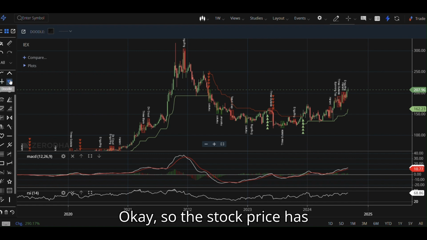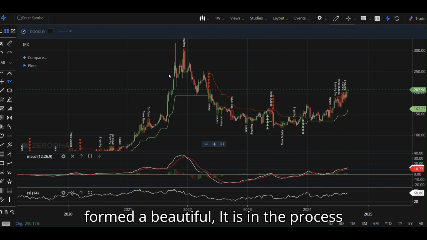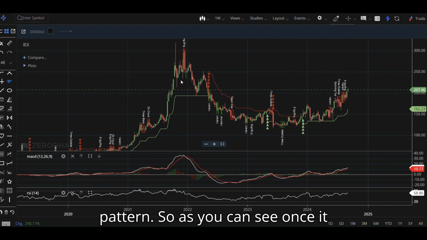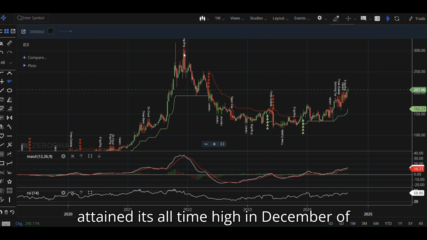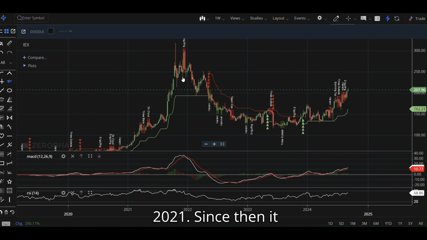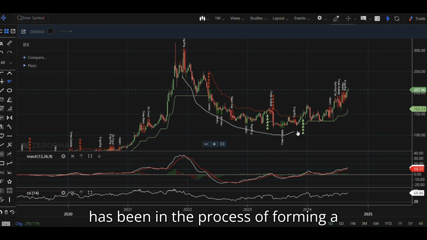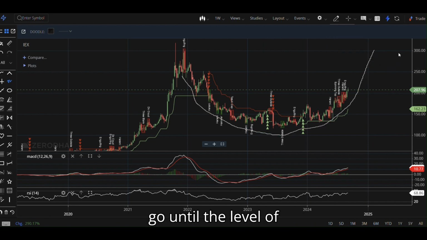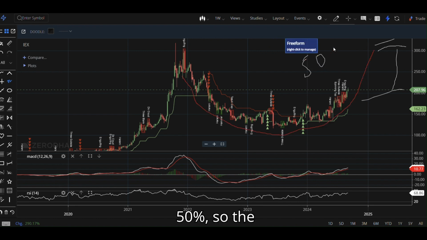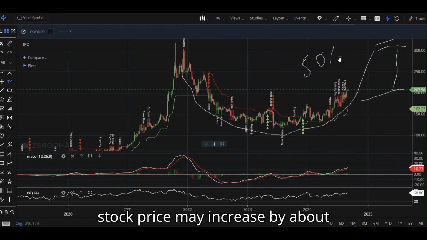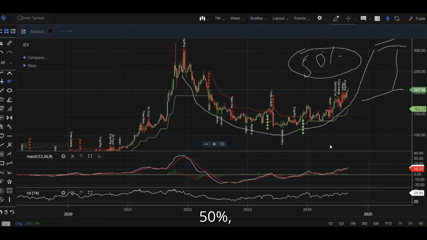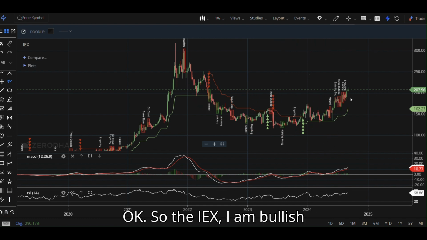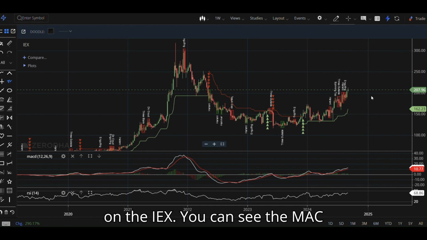The stock price is in the process of forming a beautiful rounding bottom pattern. As you can see, once it attained its all-time high in December of 2021, since then it has been in the process of forming a rounding bottom pattern which can go until the level of 300. This is about a 50% move, so the stock price may increase by about 50%. So I'm bullish on IEX.